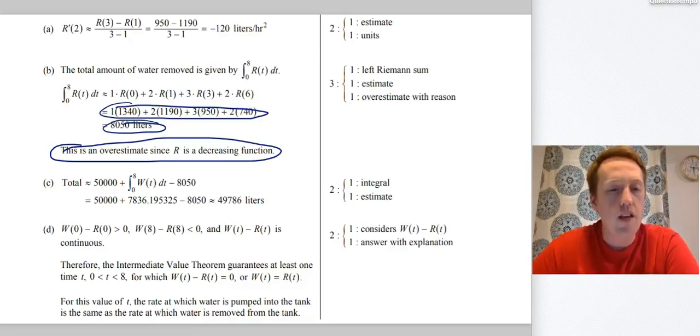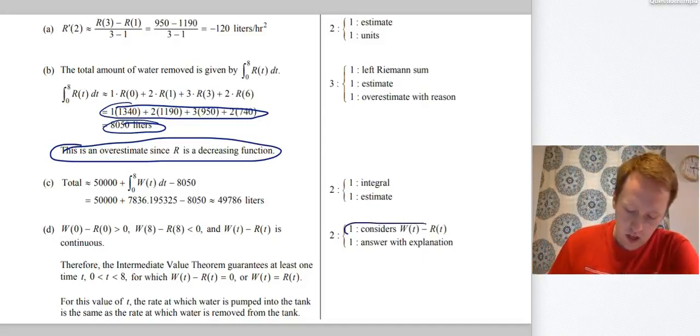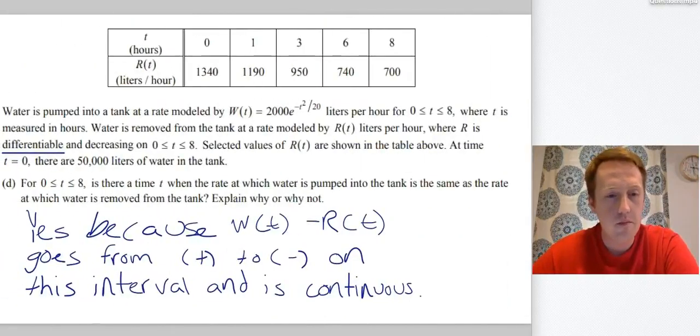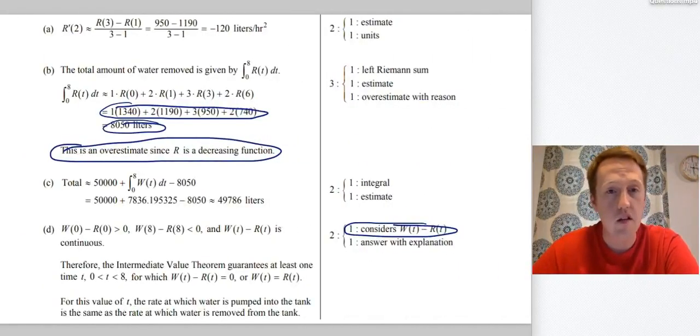Part C, an estimate of the total amount of water at time t equals 8. You got a point for setting up the integral, and you got a point for the actual answer. Part D was that tricky one where we wanted to know, did W and R ever equal each other? So we got a point for considering W of t minus R of t. We got a point just for thinking about that, essentially. And then we got a point with the answer. In their explanation, they specifically mentioned the intermediate value theorem. You don't have to. Okay, that's it. That's our table question.